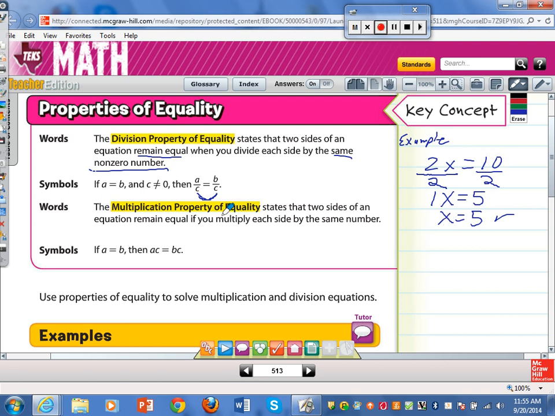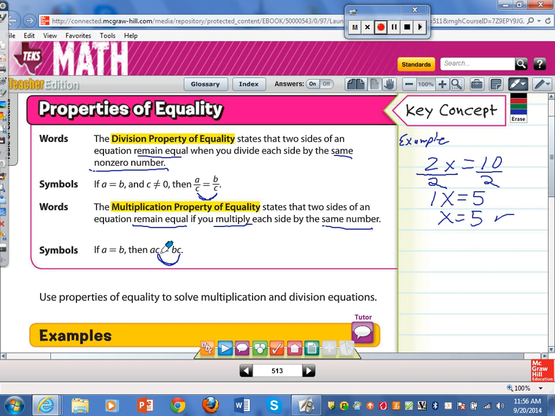The multiplication property of equality states that two sides of an equation remain equal if you multiply each side by the same number. If you multiply by the same number. Okay, in this case now we have an expression A equal to some expression B. Then if you multiply A times some number C, that will equal B times some number C. So as you can see, if you multiply both sides by the same number, you should get another true statement.